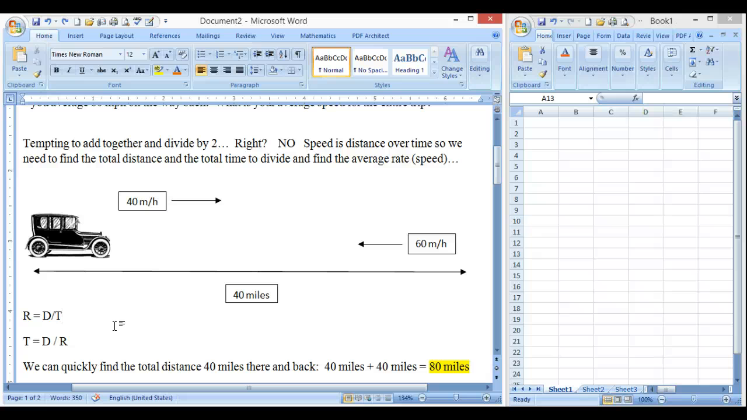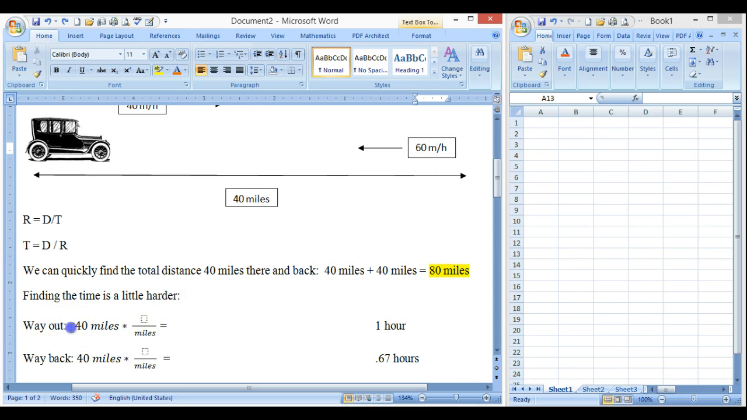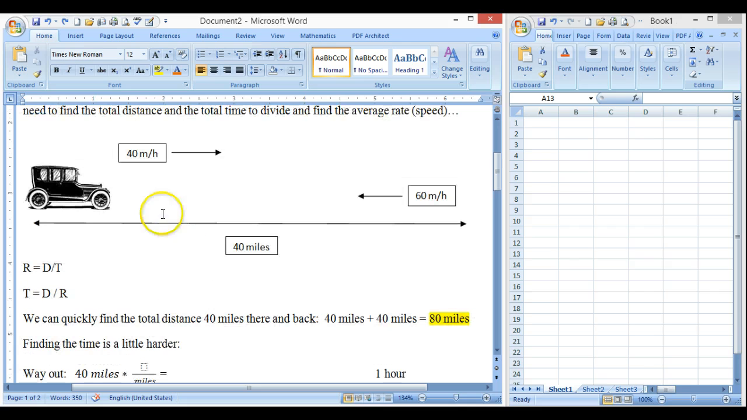I need distance over rate. Well, that's perfect. I have distance and rate there, I have distance and rate back. So all I need to do is find the time it took to get there and the time it took back. The first thing I'm going to do is the time there: distance, which is 40 miles, divided by rate, which is 40 miles per hour. That gives me a complex fraction, or a fraction within a fraction.